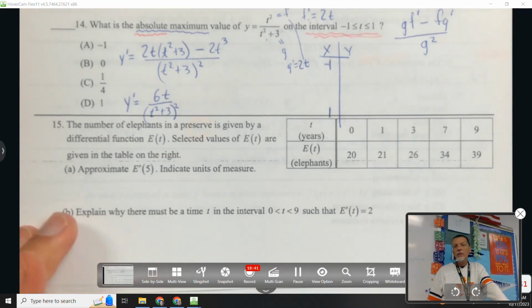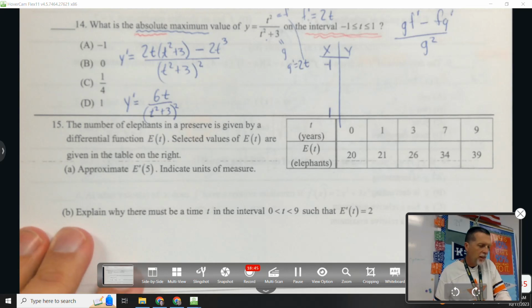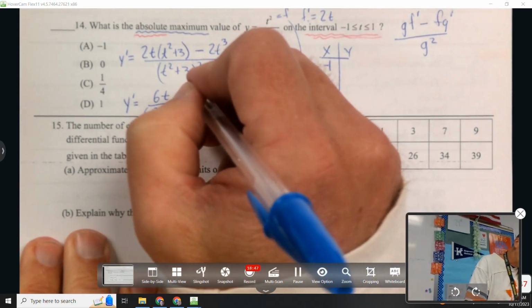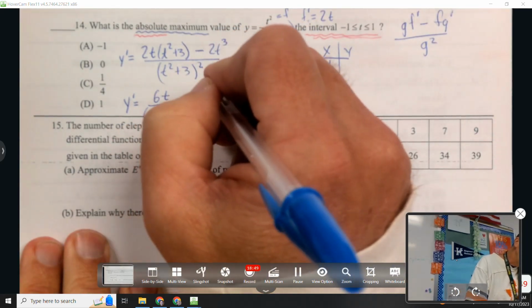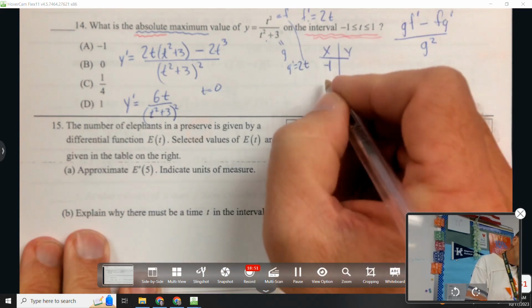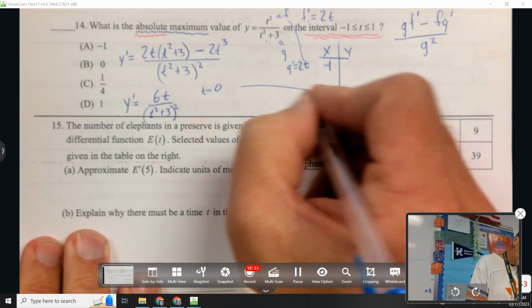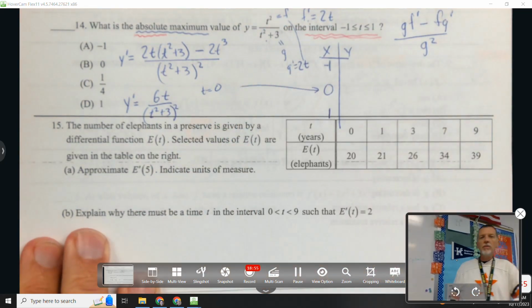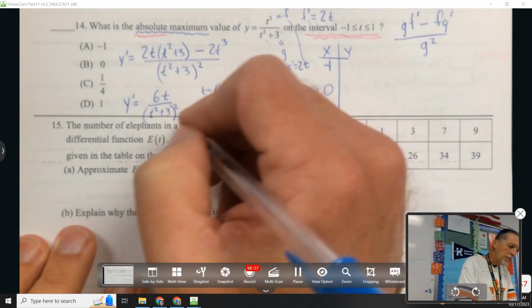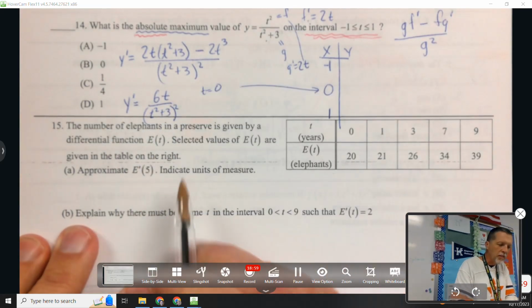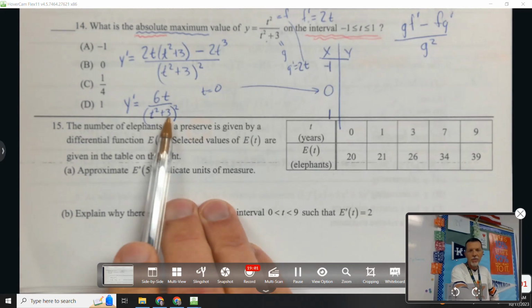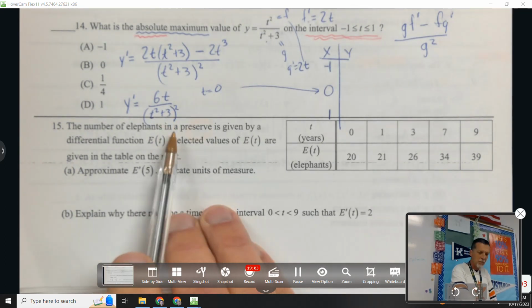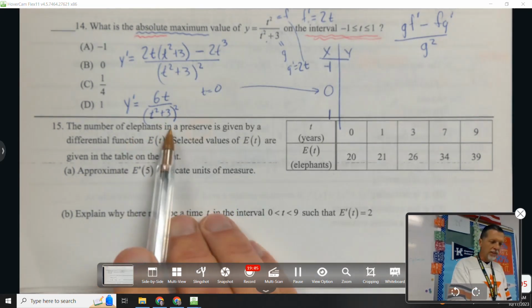And I'm looking for critical points, because critical points are potential maximums and minimums. And so the top is 0 when t equals 0. So that's a critical point. That can go on my table of values. The bottom will never be 0, because if I square something, add 3, square it again, that's positive, positive, positive there.